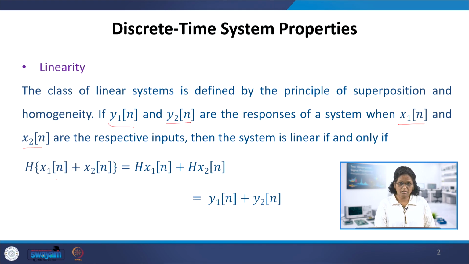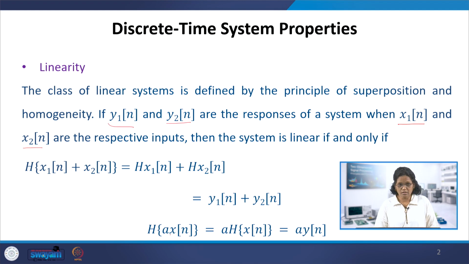Here, in the equation, h of x1 of n plus x2 of n is the combined input where the system is acting on this combined input. It is equivalent to saying that the system is acting on the individual inputs, h of x1 of n and h of x2 of n, and adding the two. That is equivalent to the output we get, y1 of n plus y2 of n, for both these cases. That is what the superposition theorem is about. So, the individual input responses are equivalent to the combined input response. This is for the superposition theorem, whereas the homogeneity we include in the linearity property of this system.